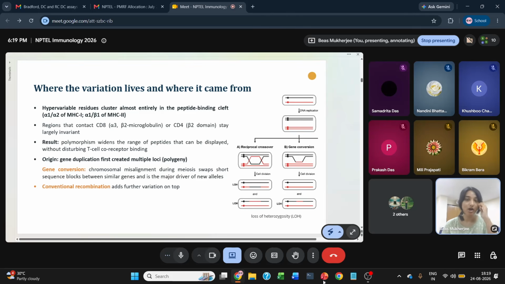Now the origin. How is it that this is becoming so hypervariable, right? That is because of something known as gene conversion and your normal, regular, conventional recombination. Now you know that during meiosis, what happens? Let's say this is one chromosome and this is the other chromosome, from mother and from father. These two come together and they form this chiasma, right? So a part of the chromosome basically forms this chiasma. You can see this reciprocal crossover. This figure is given here.